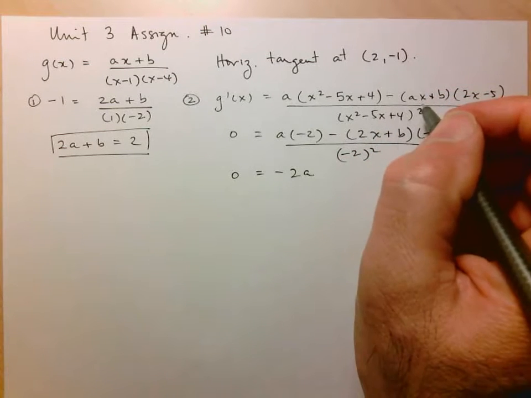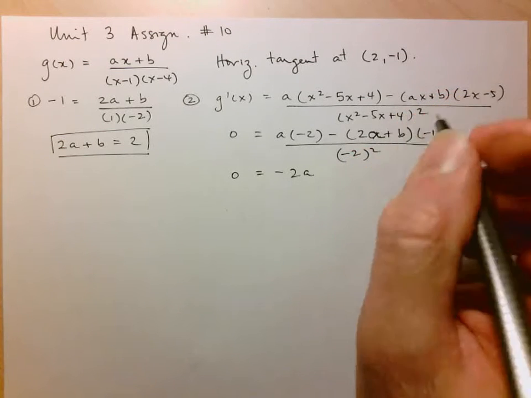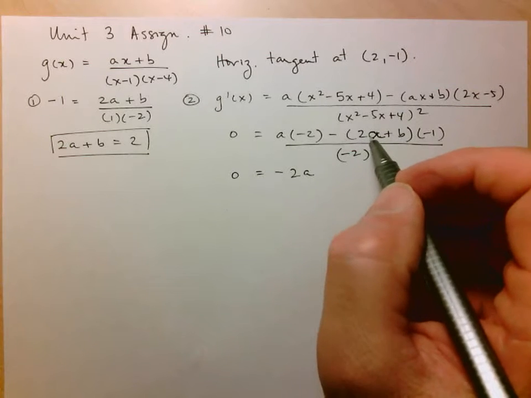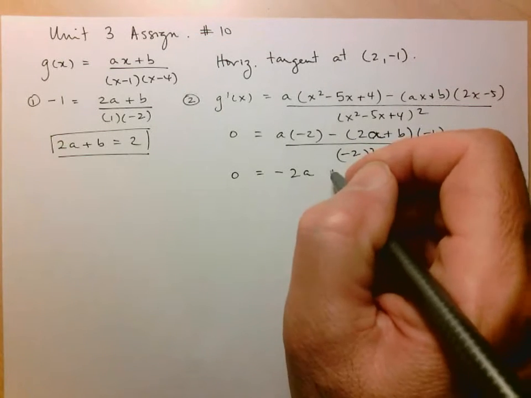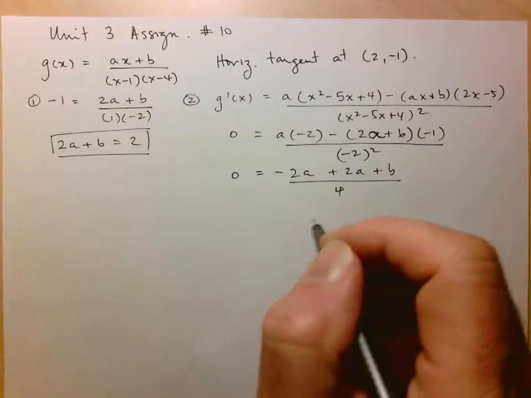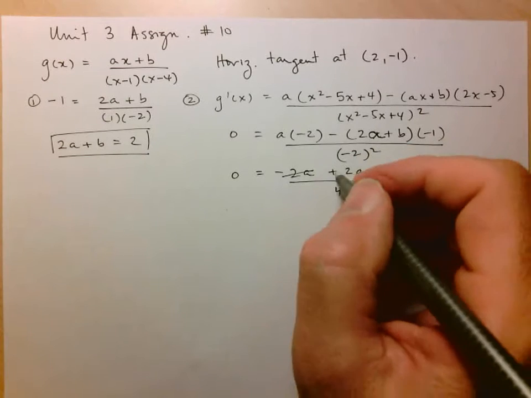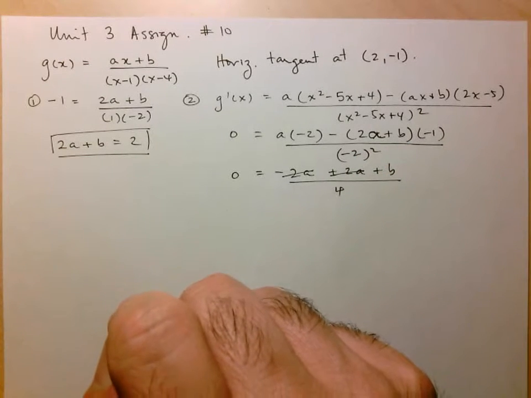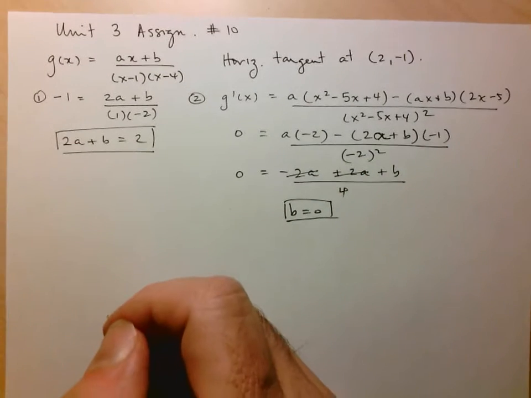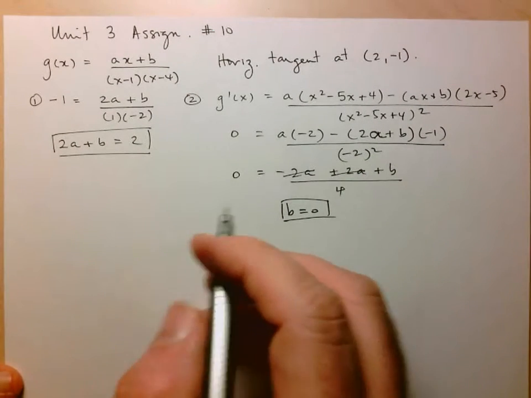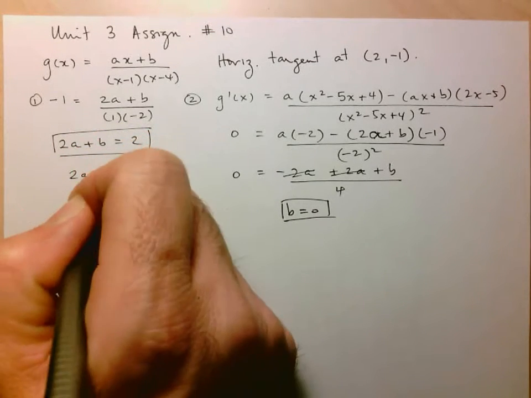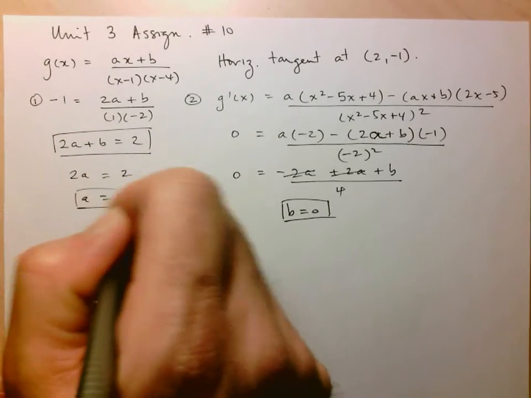Sorry, I just noticed here a little error. This should be 2a plus b, because it's x we're replacing by 2. Okay, so just be careful there. 2a plus b. So this is going to be plus 2a plus b over 4. And in fact, here this works out pretty nicely because the a terms cancel out. So I'm just left with b is equal to 0. So it turns out the derivative still ended up being the easier one. Okay, so now I can go find a. So 2a plus 0 is equal to 2. So a is equal to 1.